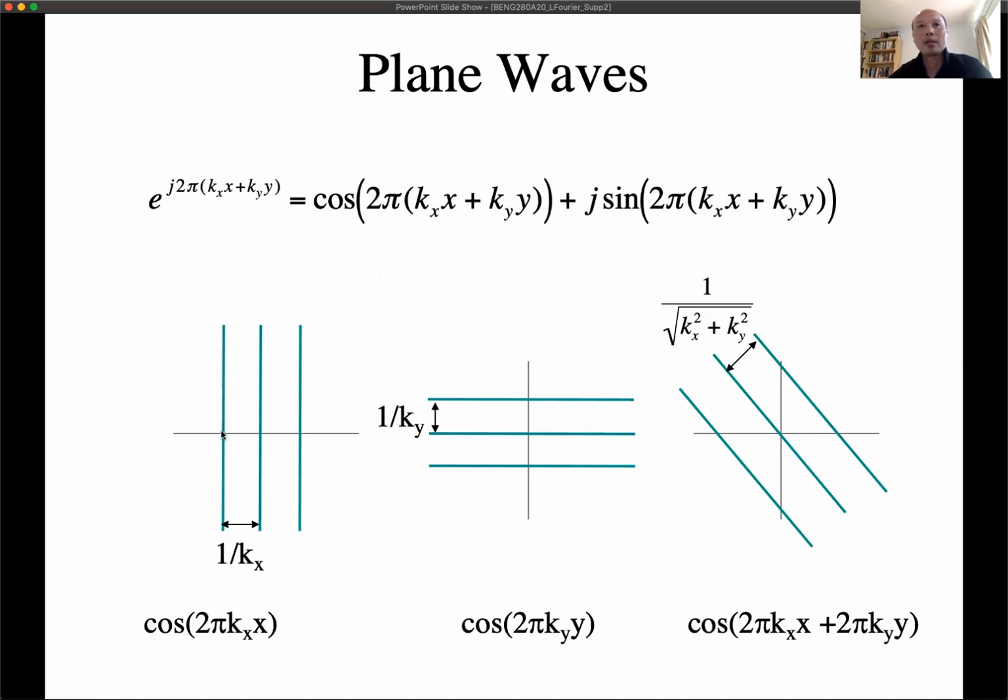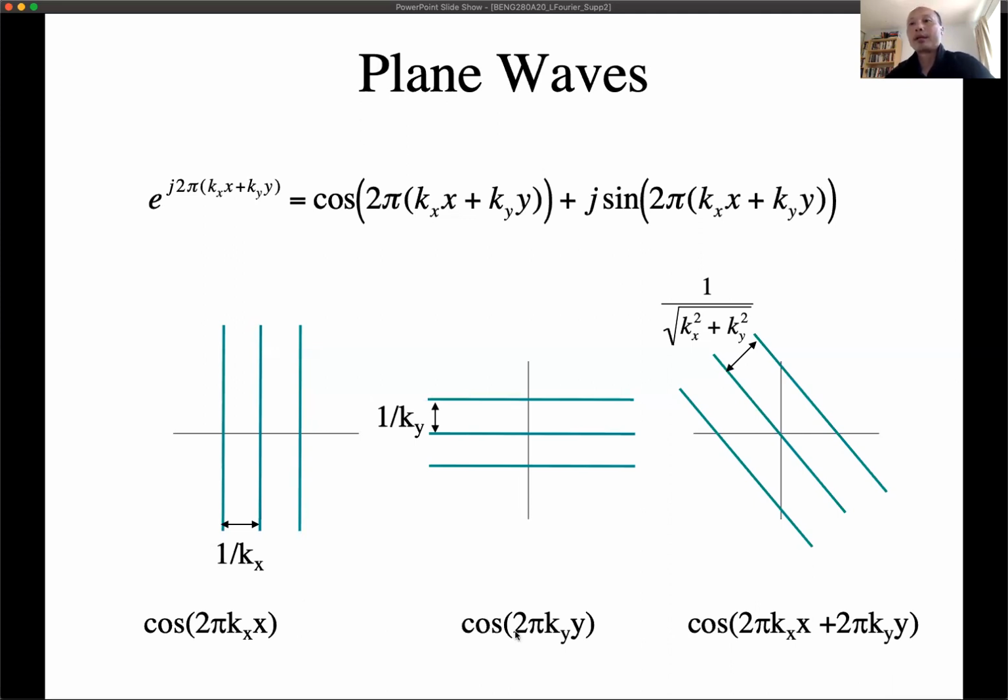If you imagine these lines representing the peaks of the cosine, where the cosine is equal to 1, this is how we would represent this. And the period is just 1 over kx, because when x equals 1 over kx, the argument goes back to 2 pi. So that's one cycle. So anytime you see cosine 2 pi kx x by itself, you want to think about a two-dimensional function that varies only along the x direction, and there's no variation along the y direction. So in this case, this would be at some value of kx. We're not sure what value that is. And in this case, ky would be equal to 0.